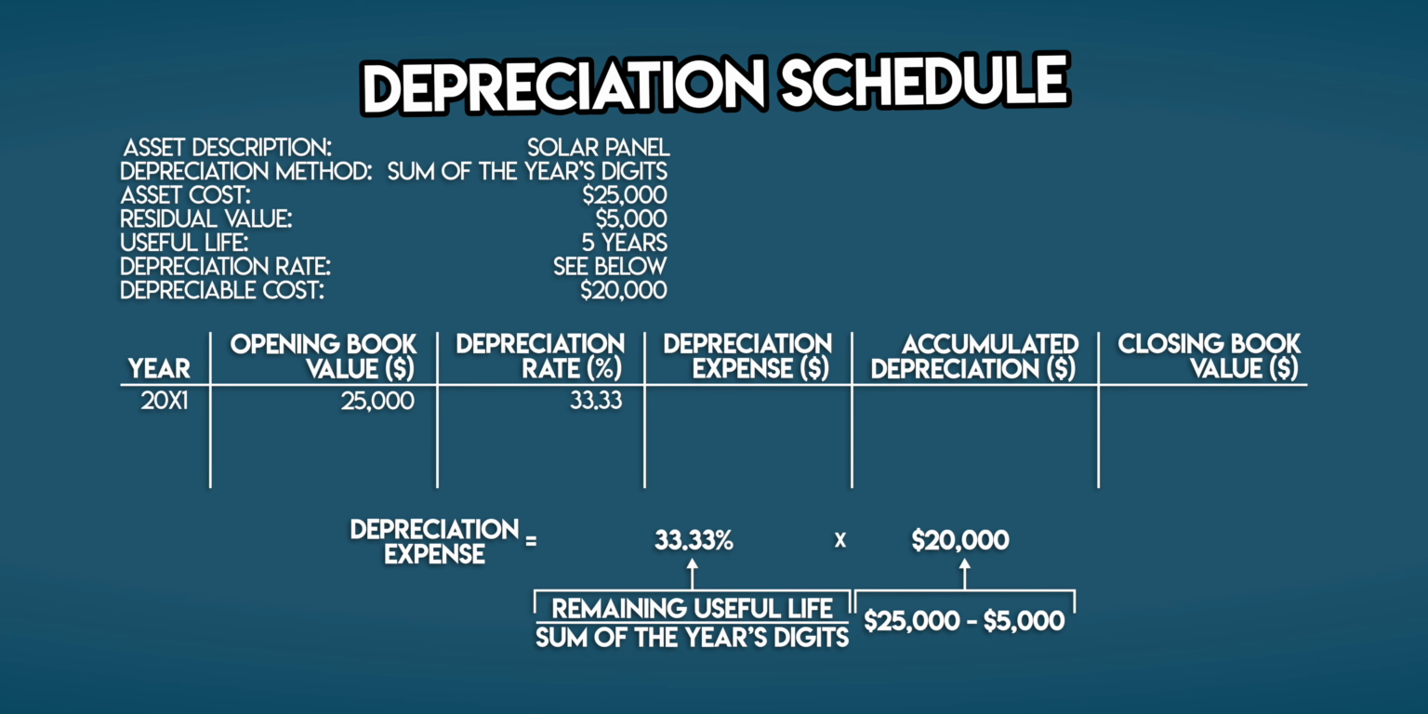1/3 of $20,000 is $6,667. Your solar panel's depreciation expense in year 1. Accumulated depreciation is the sum of all depreciation expenses incurred to date. In year 1, it's the same as your depreciation expense. Closing book value is the carrying amount of your solar panel at the end of the year. This is the net asset amount that you're holding in your balance sheet.